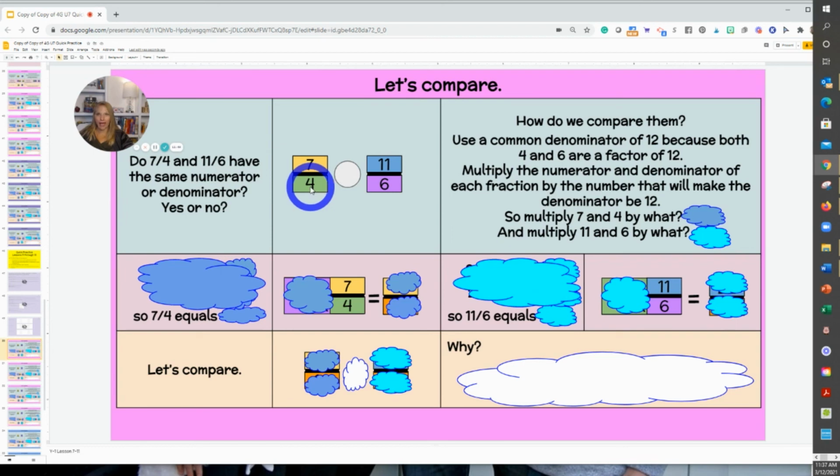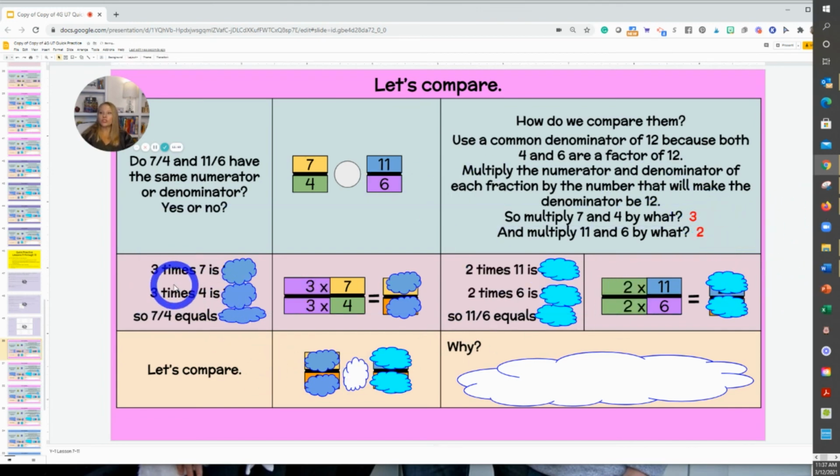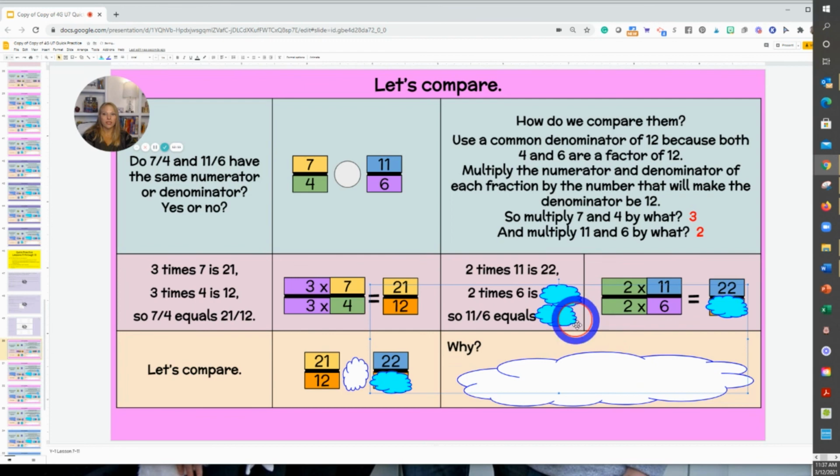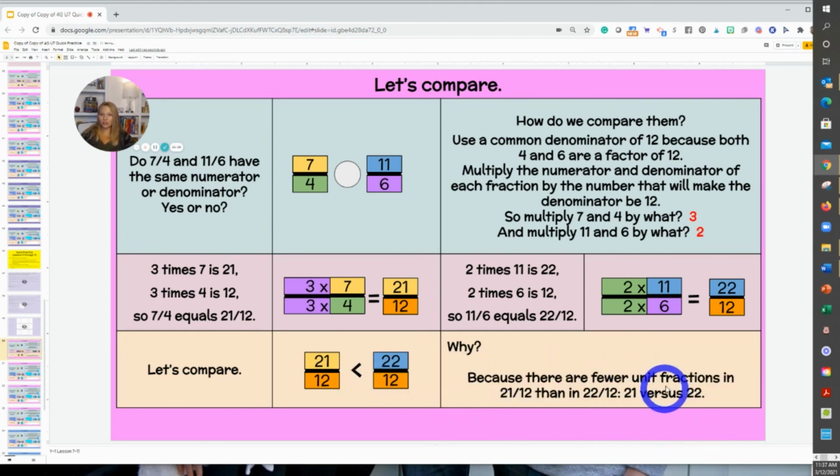What would we multiply 4 by? Class, 3. What would we multiply 6 by? Class, 2. And you can see that those answers are right there. So let's try it. 3 times 7 equals 21. 3 times 4 equals, class, 12. So 7/4 is equivalent to 21/12. 2 times 11 equals 22. 2 times 6 equals 12. So 11/6 is equivalent to 22/12. Let's compare. 21/12 compared to 22/12. Class, less than, and then why.